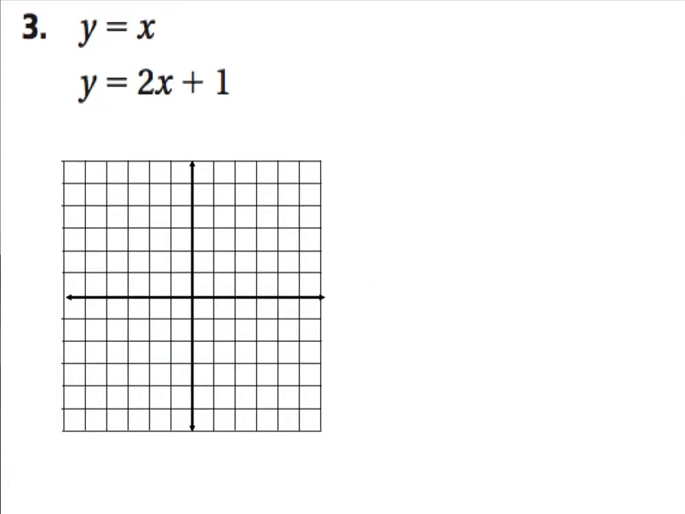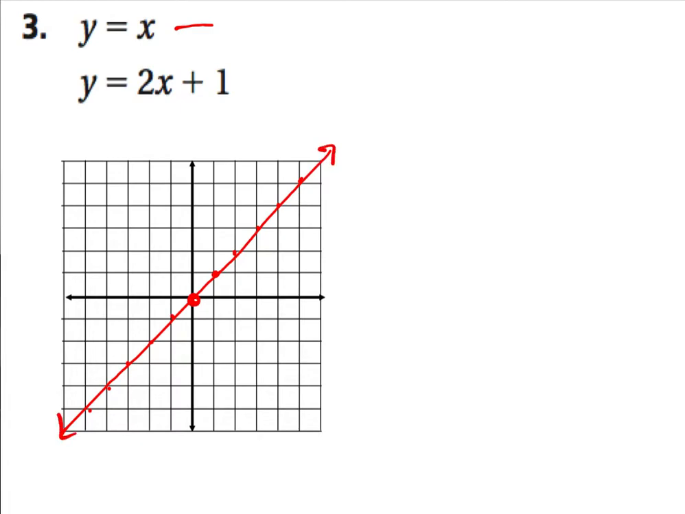y equals x and y equals 2x plus 1. All right, y equals x has a y-intercept of 0 and a slope of up 1 over 1. So it looks like this nice diagonal, the identity linear equation actually.